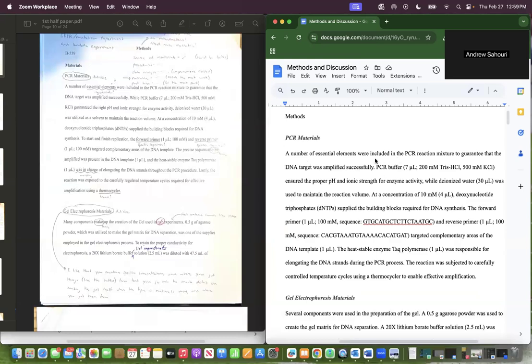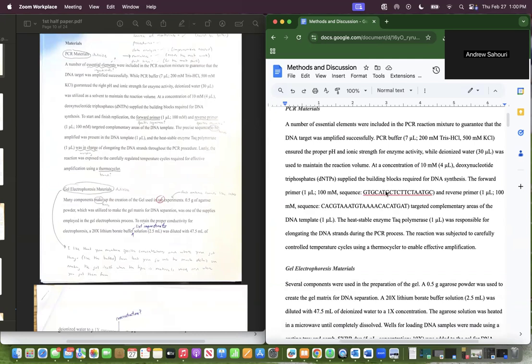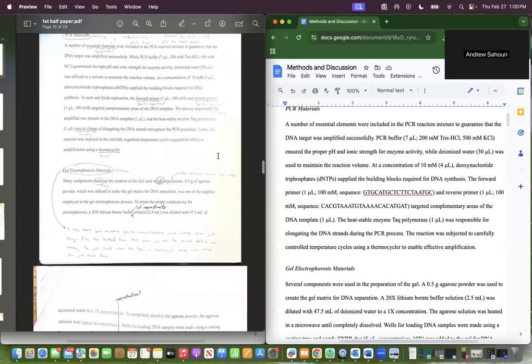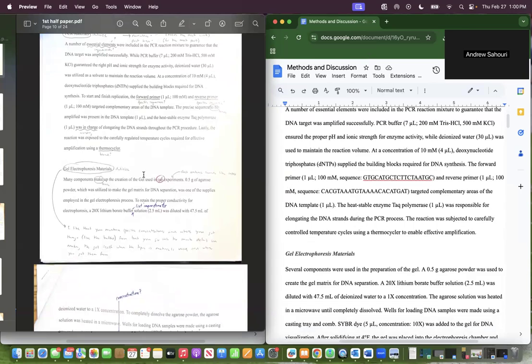But I did put what the PCR mixture includes, and then it asked for the specific sequence of the forward primer, so I added that, and the same for the reverse primer, so I also added that. And a lot of this is just that a lot of the tenses are wrong. They're in past tense or they're in future or present tense. Sorry, the tenses were wrong, so I also fixed that. And the wording was a little odd here, so I just changed it also.